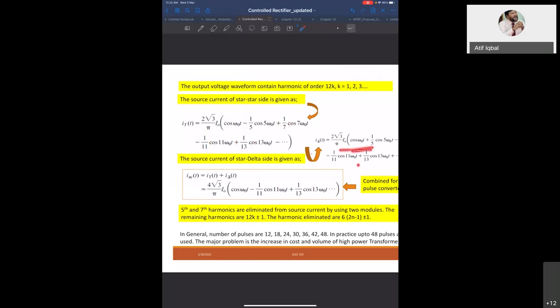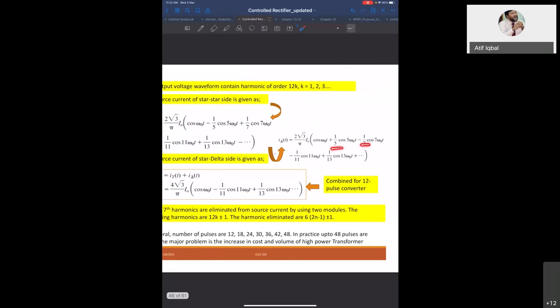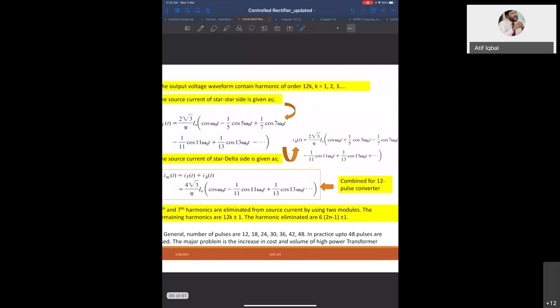And this is what you see in delta. They are also the same, 5th harmonic, 7th harmonics, but they have opposite sign. This is minus, this is plus. This is plus, this is minus. And this is minus and this is minus. So when you add the two currents, star and delta current, what happens? This and this will cancel out. 7th and 7th will cancel out. Now what remained is your 11th harmonics and then 13th harmonics and so on. So you get this double current, but it will contain higher order harmonics. So for the 12 pulse converter, you will have 11th harmonics and 13th harmonics.